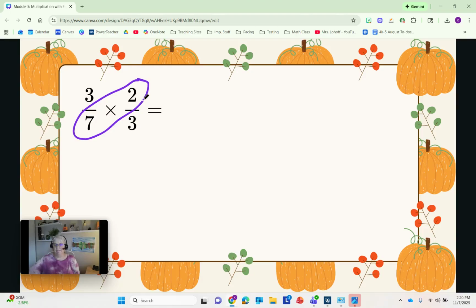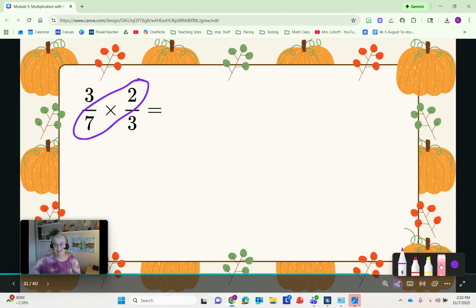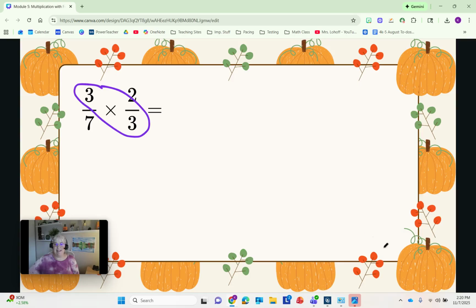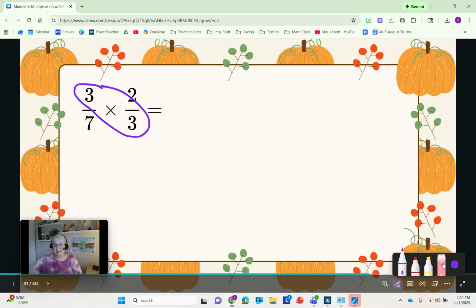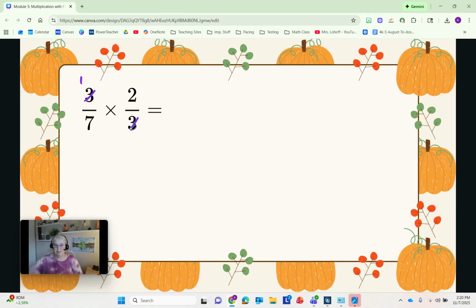2 and 7. They don't have any factors in common, so I cannot change anything there. But the other direction, I have 3's. And whenever I have the same number on the top and the bottom, they basically cancel each other out. So I can divide 3 by 3 to get 1 and 3 by 3 to get 1.